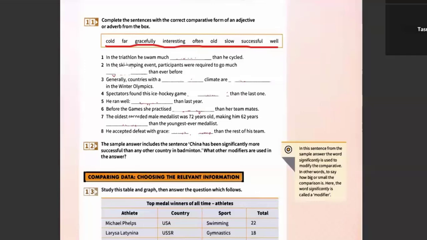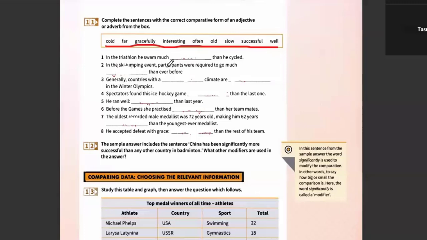I'm done. Great. So give me the answer, read the whole sentence and give me the answer. Okay. So number one, in the triathlon, he swam much slower than he cycled. Much slower. Much slower is not necessary because you are comparing here. You can just write slower or you can write more slowly. So much slower is also correct. Oh, much is already given. I'm so sorry. Yes, you're correct. Much slower. In the triathlon, he swam much slower than he cycled. Very good. Very sorry.